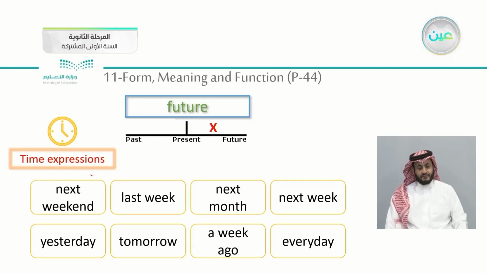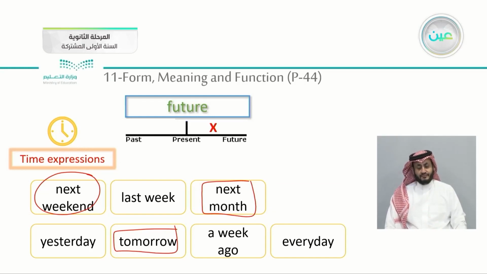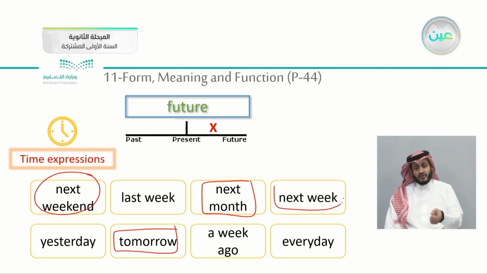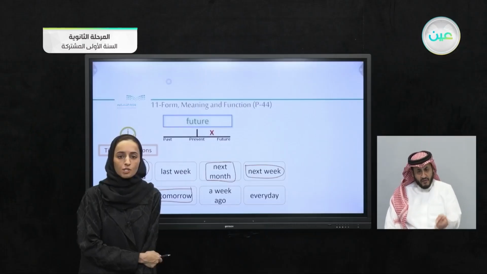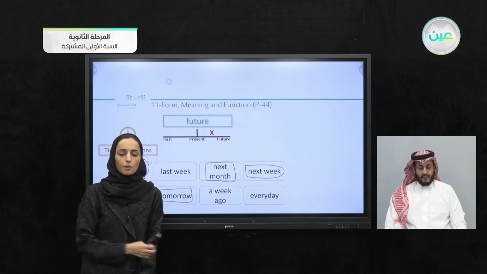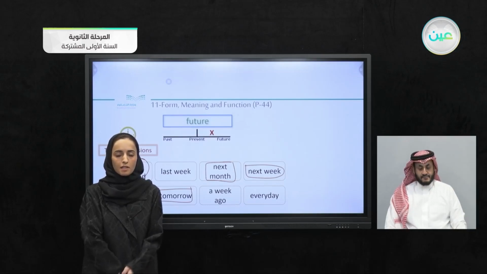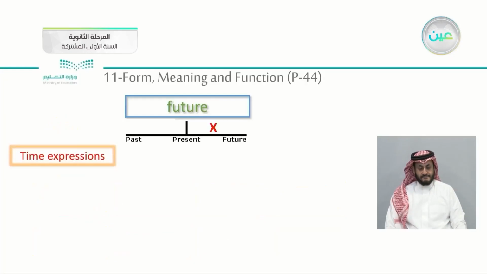So we have next weekend for the future. Also, tomorrow we will use for the future. Also, next month, and also next week, we will use for the future. These are the expressions that you can use for the future, and you can use any other one. Maybe we are at 9, I will say 10 p.m. It means the future.